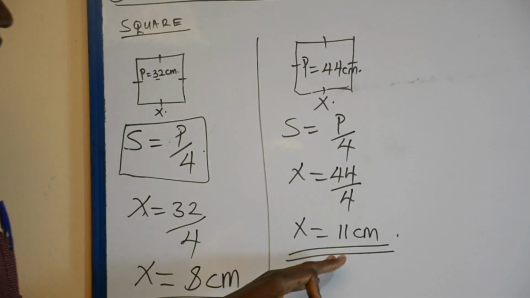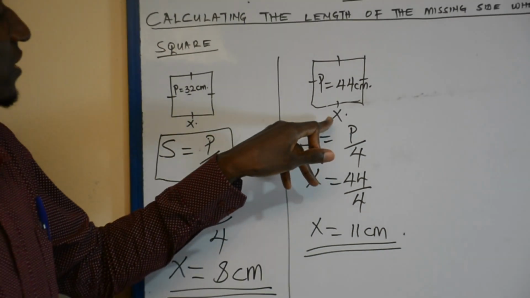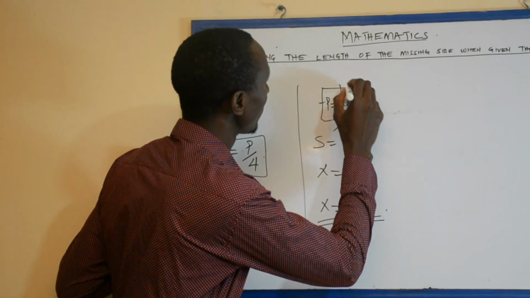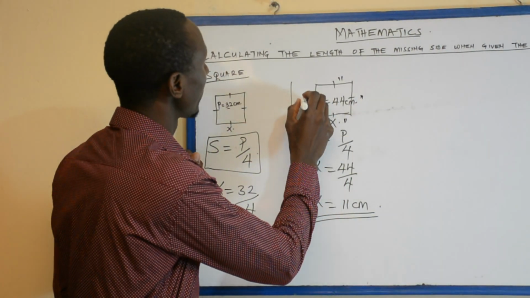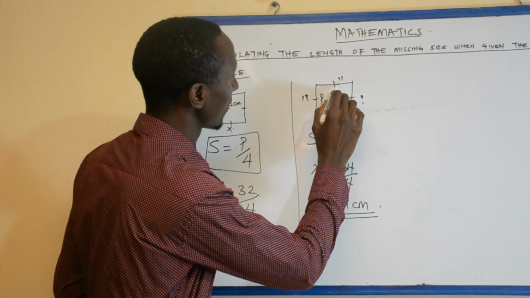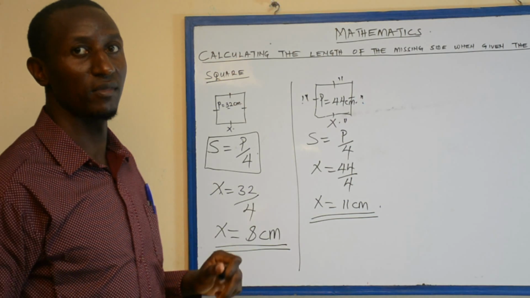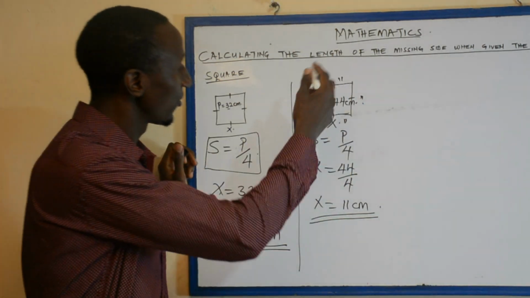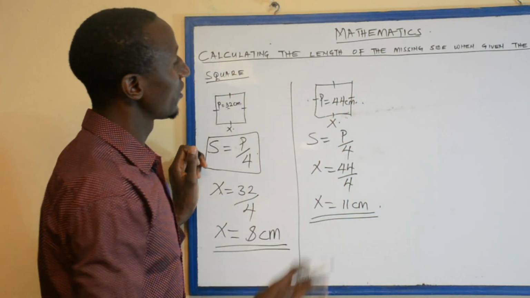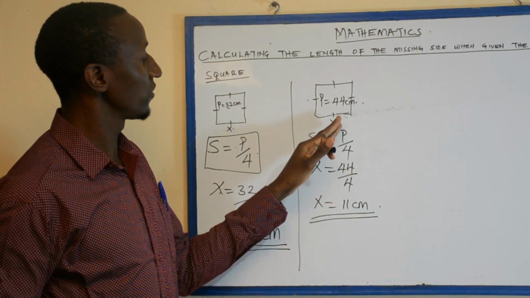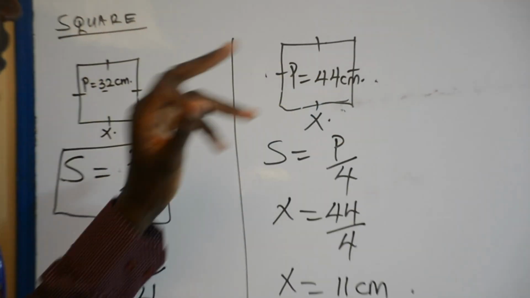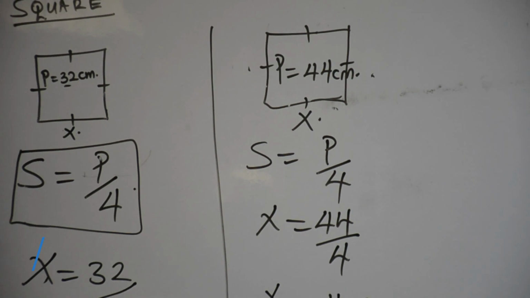This is our answer. This is the side. This side is 11 centimeters. So it means this is 11, this is 11, this is 11, this is 11. Meaning that when you add all these sides, you get 44. 11 plus 11, 22 plus 11, 33 plus 11, 44, which is the perimeter. And I told you perimeter, you just add all sides of the figure. So if they give you the perimeter but they have not given you one of the sides, you just divide the perimeter by 4 and you get the answer. As simple as this.